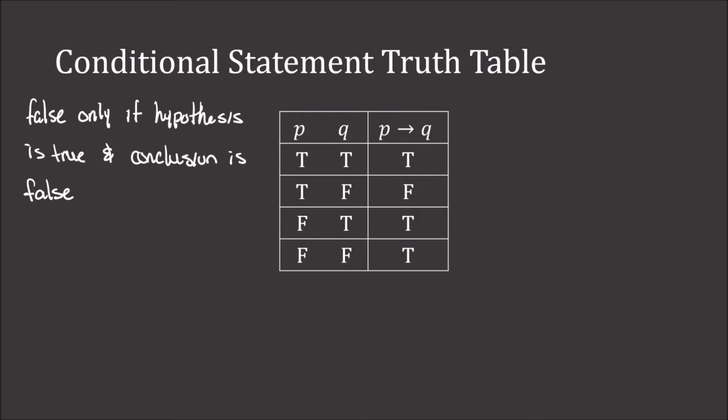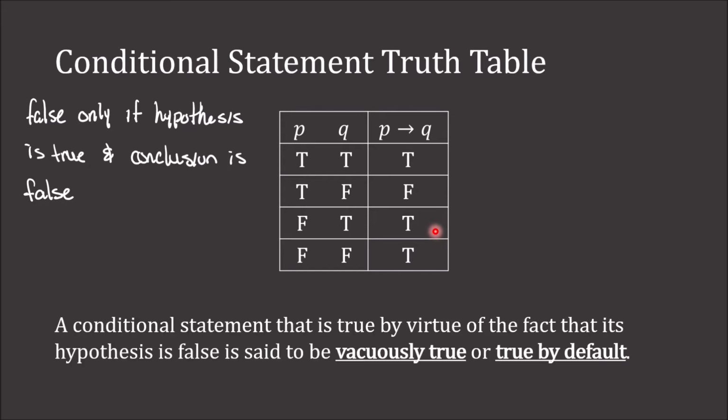Well, this is kind of unintuitive, because we can say that if we give a false hypothesis, the conditional is automatically true. So I could say, if the sky is green, then I will give everyone $1 million, and I would never lie because the sky is not green. A statement that is true by virtue of the fact that its hypothesis is false is said to be vacuously true, or true by default.